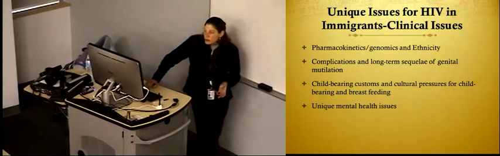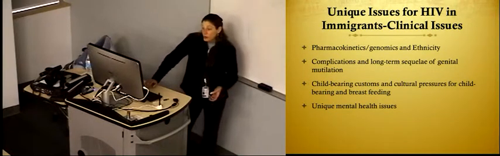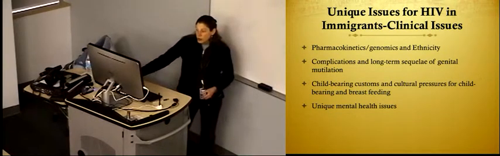Some other specific issues that may be relevant are, for example, complications and long-term sequelae of genital mutilation. We've seen this in our clinic. Women that are having a lot of different problems. Different childbearing customs and cultural pressures for childbearing. So folks are expected in many of these cultures to get married, to have children, to have a lot of children, and to breastfeed those children, which is not something that's done in HIV-positive women, for example, the breastfeeding part, that is. And then the mental health issues that I talked about.